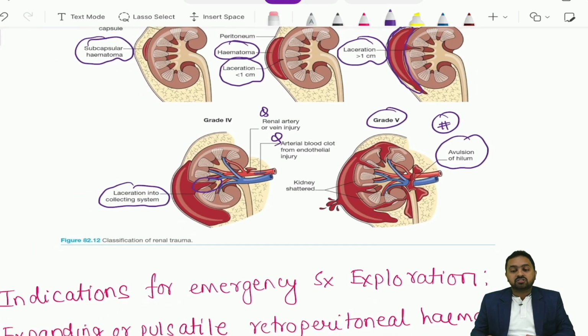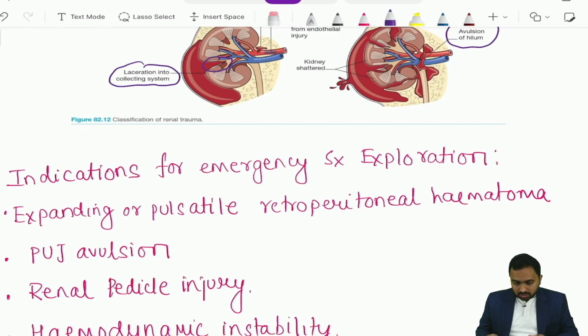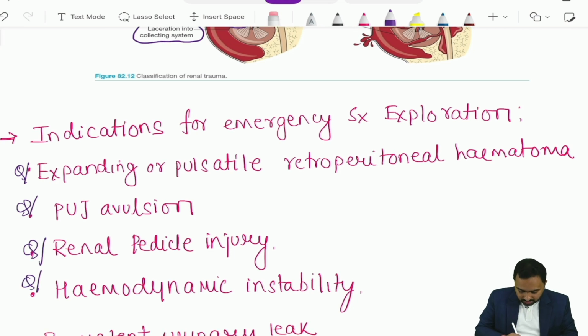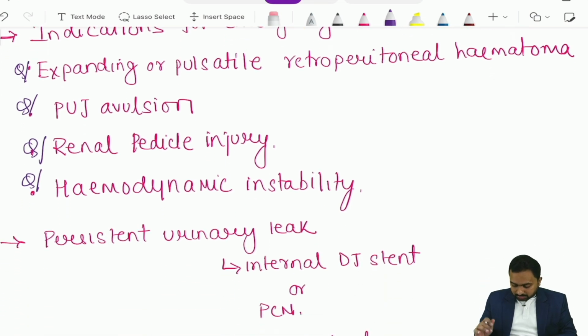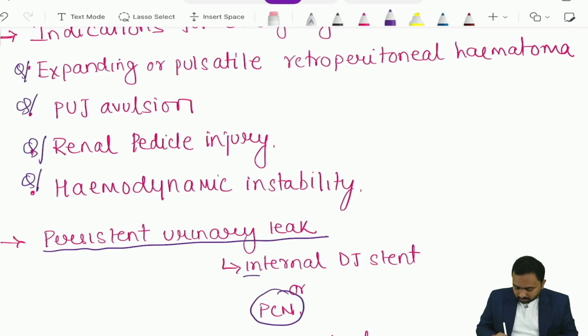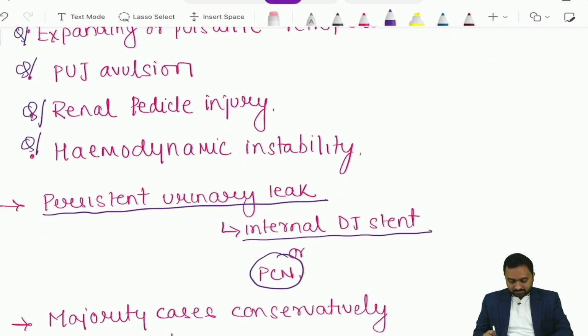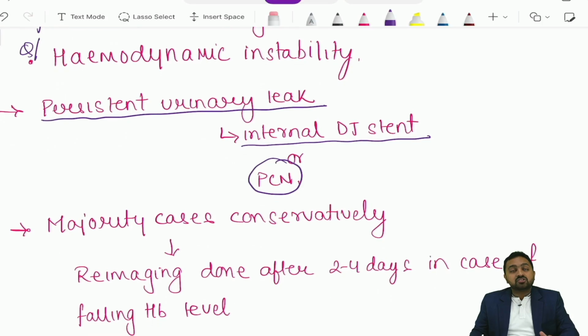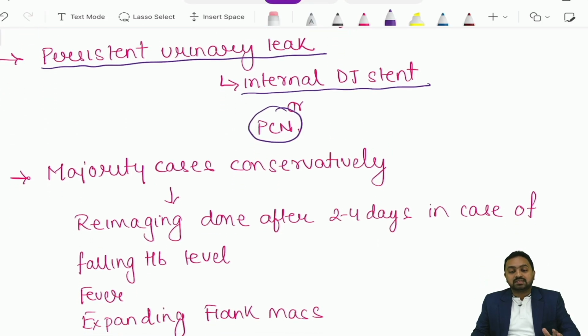Now, what are the indications for emergency surgical exploration? They usually include an expanding or pulsatile retroperitoneal hematoma, a PUJ obstruction, a renal pedicle injury, and hemodynamic instability. Now, if there is a persistent urinary leak, what you would do is a percutaneous nephrostomy or an internal DJ stent placement. The majority of the cases can be managed conservatively, and reimaging is usually done after 2 to 4 days in case you have a falling hemoglobin level, a fever, or an expanding flank mass.